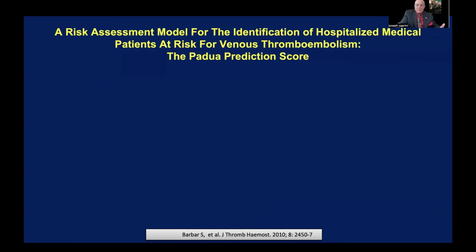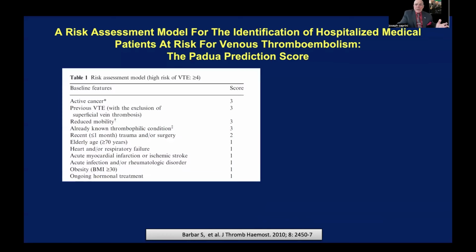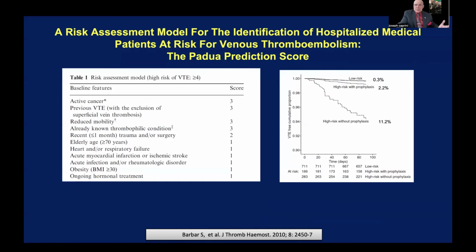Now, let's talk about the other scores, because there are many roads to Rome. It's not only the Caprini score. The Padua score is very effective and is used around the world in many locations. With a score of above 4, those people are considered at high risk. But if they don't get prophylaxis, there's an 11% incidence of VTE compared to 2.2% when they do.